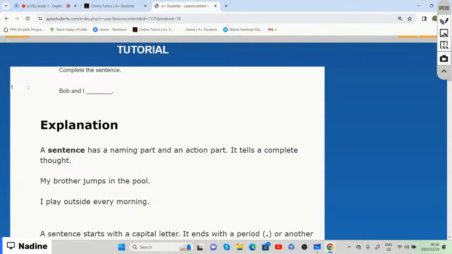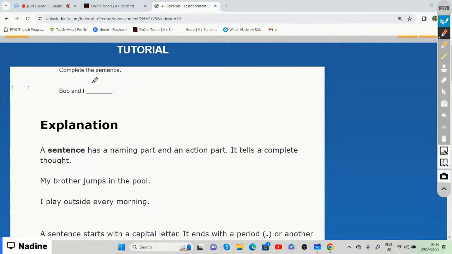So in this case, we can say Bob and I try new food. So try being our action part. So Bob and I being the naming part, which is the noun, try being the verb.